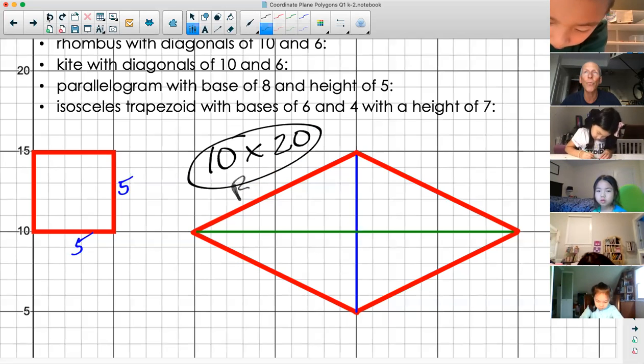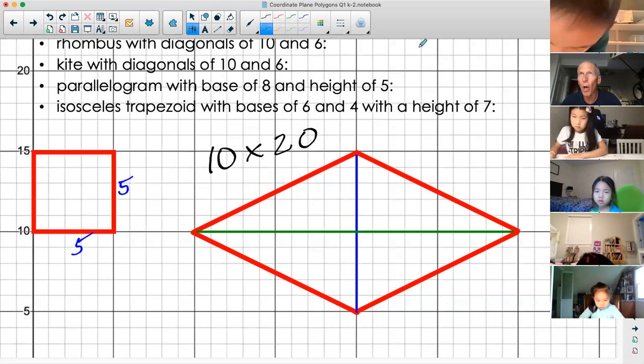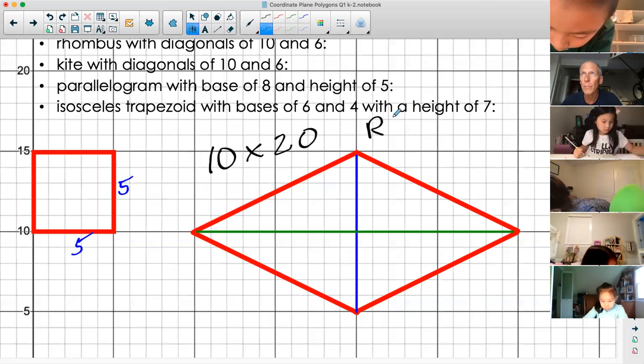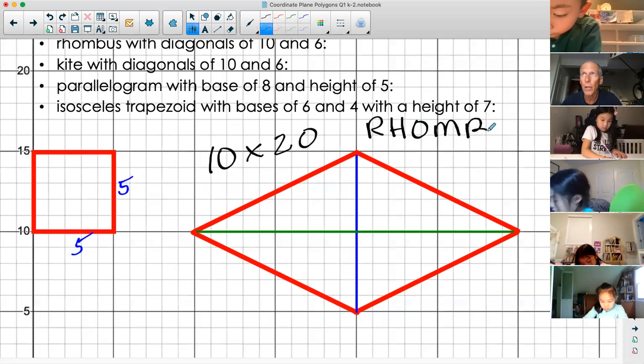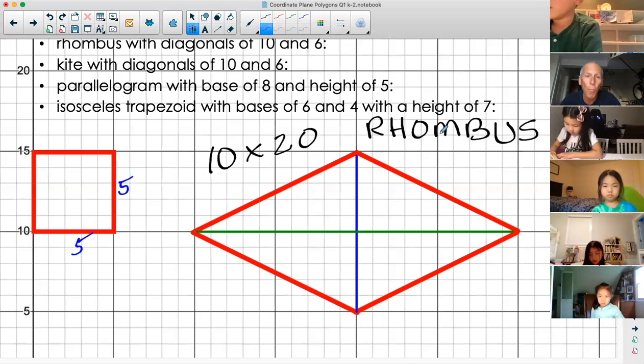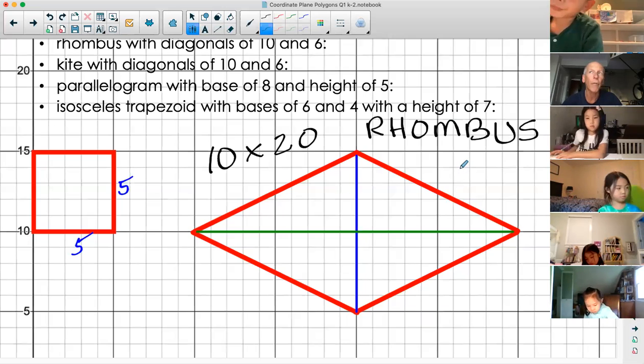And I'm going to write the word rhombus out. Can anybody help me spell the name rhombus? Help me out. Nobody would help me spell the name rhombus, so I hope I did it right. Go ahead, Stella. R-H-O-M-B-U-S. That's right.